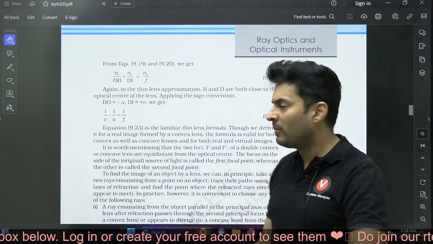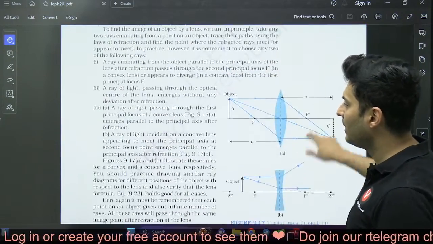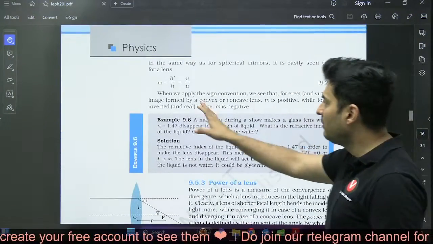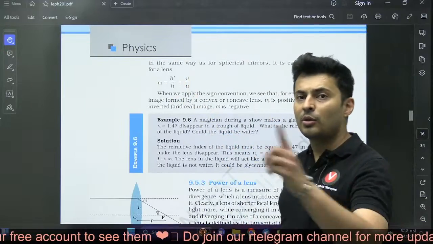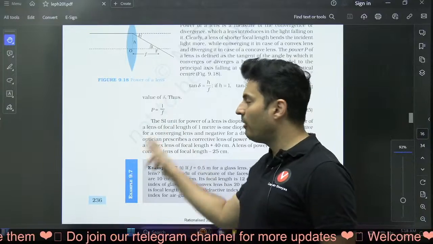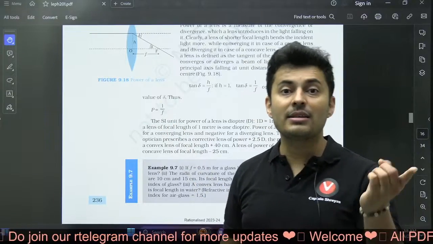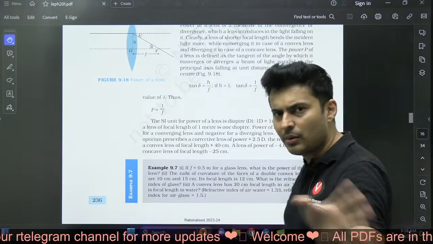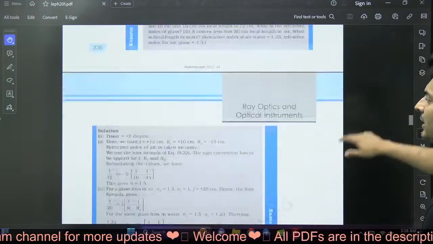So 1 by v minus 1 by u is 1 by f. It's very similar. There is no change there. Magnification, instead of minus v by u, here you have plus v by u. Power of a lens is basically 1 by f. For a mirror it is minus 1 by f. So signs are opposite, formulas are very identical.